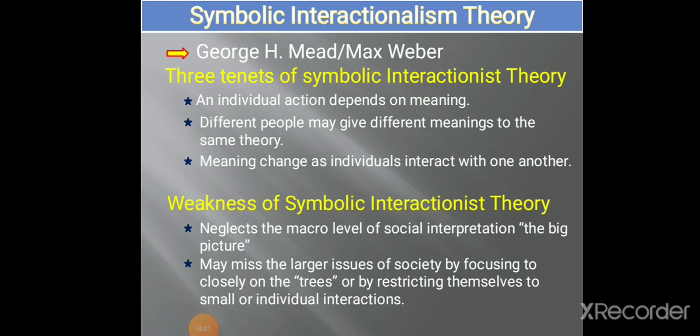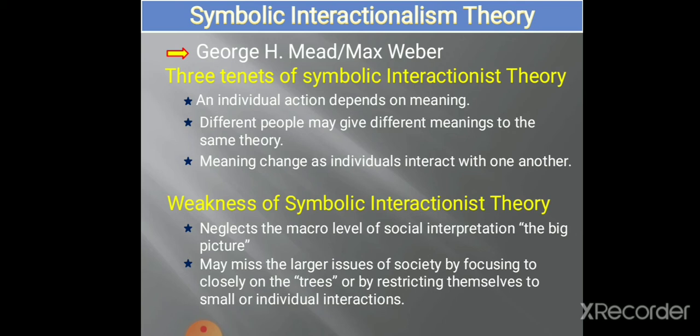Symbolic interactionism theory, by George H. Mead and Max Weber. George H. Mead is considered by many to be the father of the school of symbolic interactionism in sociology and social psychology. Herbert Blumer, a student and interpreter of Mead, said symbolic interactionism is that people act toward things based on the meaning those things have for them, and these meanings are derived from social interaction and modified through interpretation.